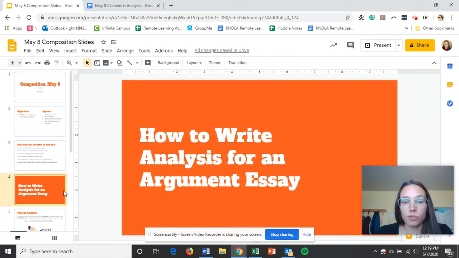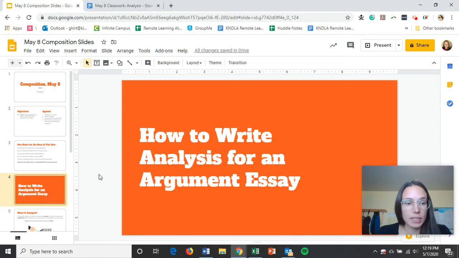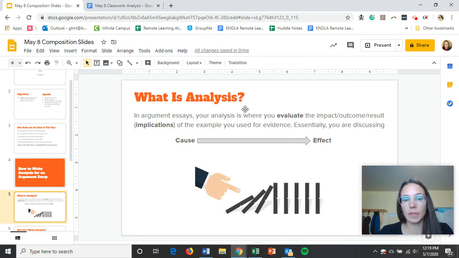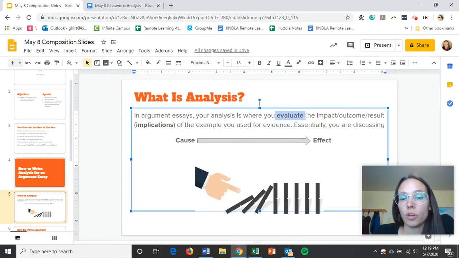Okay, so how to write analysis for an argument essay. So what is analysis? In argument essays, your analysis is where you are analyzing, evaluating, they kind of go together, the impact, outcome, or result of the example you used for evidence. That's implications, right? We talked about implications a couple lessons ago. So essentially you're talking about cause and effect, right? You have this evidence and what are the outcomes of this evidence? What conclusions can you draw? Kind of thing, cause and effect.